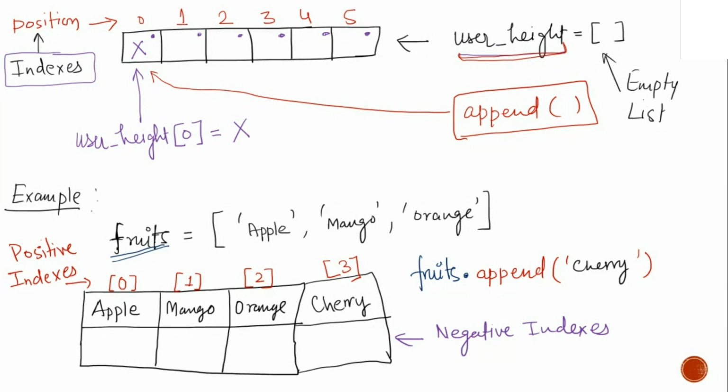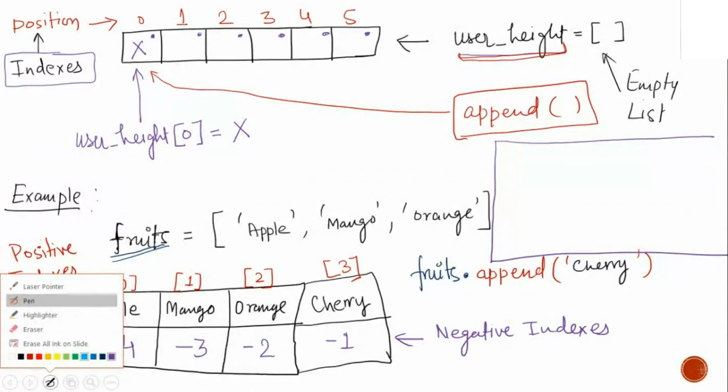Negative 0 and positive 0 are the same, therefore we cannot assign the -0 as a negative index. So how are we going to define it? Negative indexes always start from -1. So I will define it as -1, -2, -3, and so on.